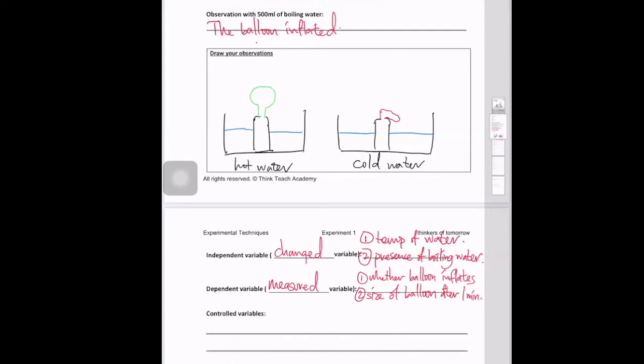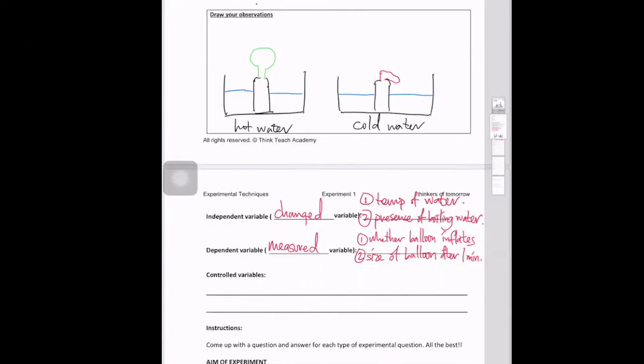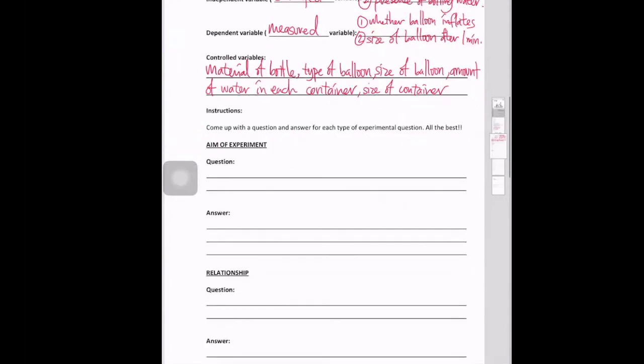So what do you think are kept constant during the experiment? I will just go through the list of all the variables that were being controlled. When I was doing the experiment, the material of the bottle, the size of the balloon, the amount of water in each container, and the size of the container as well. Of course, the list can go on, but these are some of the more important variables that are being controlled in the experiment.